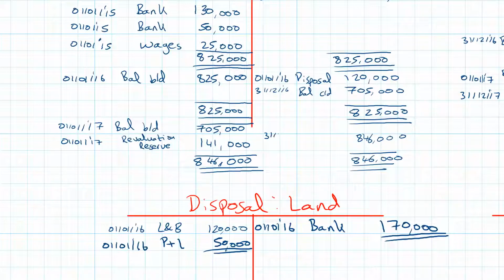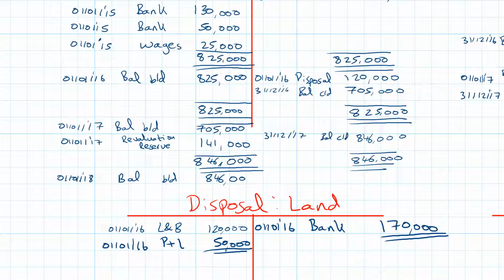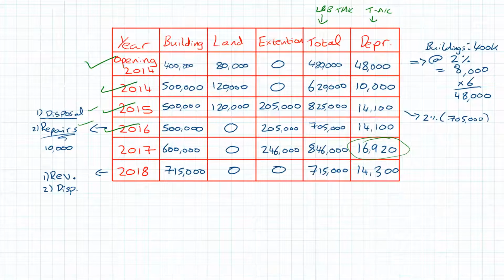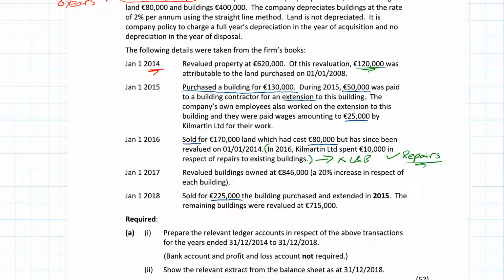The very end of the year, 31st of the 12th, 17. It's our carried down balance. Now we're bringing down the balance, the first 18, 846,000. So we'll just get some space. So the very last thing we need to do, so tick off 2017, is we have to do a revaluation and a disposal. So there's a lot to be doing in this one. So we have to do a disposal first and a revaluation second.